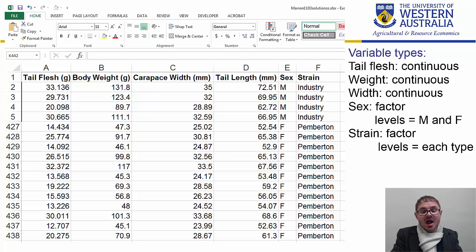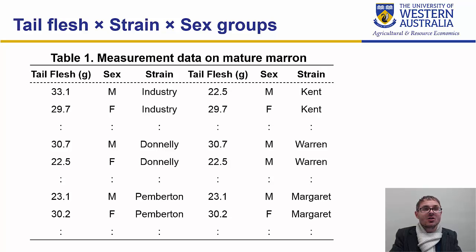But for sex and strain, we would call these factor variables. These are categorical variables. They're not numerical. The language we use in science is we tend to call them factor variables, and the different categories we tend to describe as the levels. So for the sex variable, we have 2 levels. The levels are male and female. And for the strain, we actually have 6. We know there are 6 because we saw that earlier.